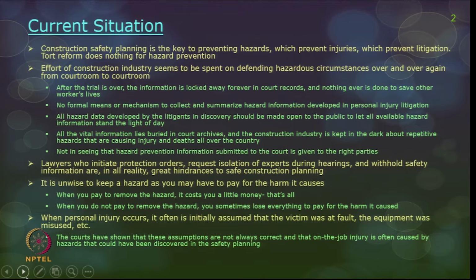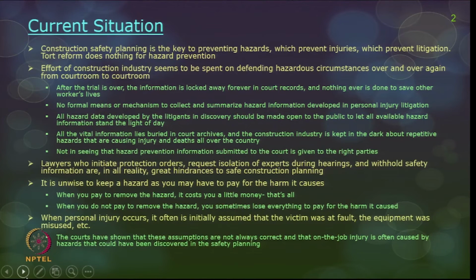So, there is no formal means or mechanism to collect and summarize the hazard information developed in personal injury litigation. Okay. A complete database may not be obtained, but even an exhaustive database that has been collected is not opened up for the public. All hazard data developed by the litigants in discovery should be made open to the public to let all available hazard information stand the light of day. So, the vital information lies buried in court archives, and the construction industry is kept in the dark, with repetitive accidents and hazards repeating in the construction industry.